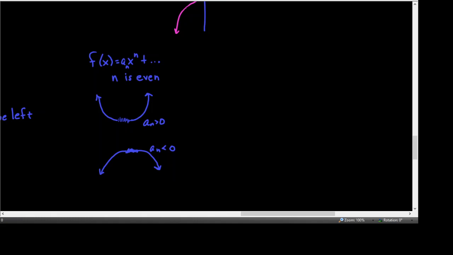Now, what if n is odd? Well, that means that the two ends will open up in opposite directions. So either the right side is up, which means if the other one's going the other way, the left side would go down, or the right side will go down with unknown stuff in the middle, and the left side will go up. And again, you can predict that based on the leading coefficient. That's what a sub n is called, the leading coefficient. If a sub n is positive, the right side goes up, which means the left side has to go down. If a sub n is negative, the right side has to go down, which means, of course, the left side goes up.